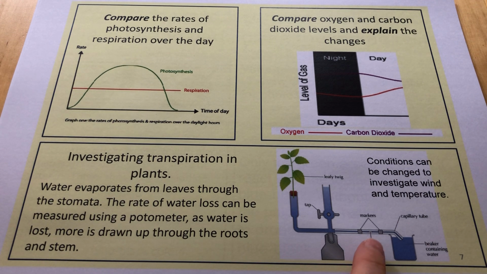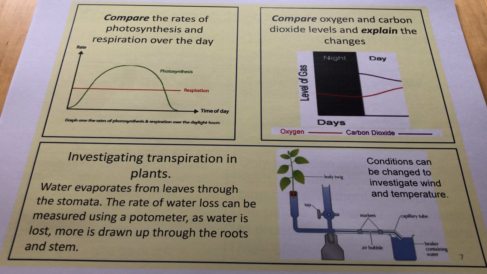So what we've got is an air bubble here, and we'd have a ruler here. And as the water evaporates, just like that straw we talked about, it draws up more water from this beaker and it will move the air bubble along. And from that we can look at the rate of transpiration, how quickly water is evaporating from these leaves. This reservoir here with a tap is to allow some water back in to move the bubble back to its starting position. And this is called a potometer.